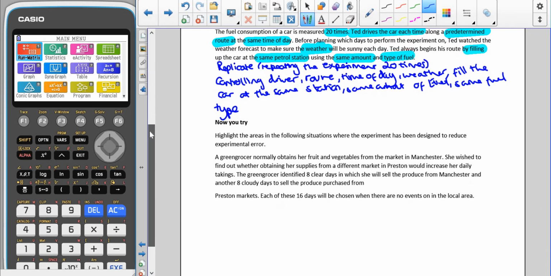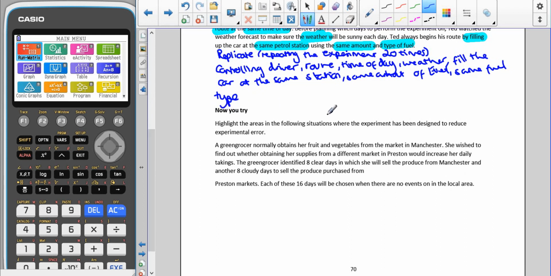So I'd now like you to try the now you try question, again highlighting where the experimental error has been tried to be reduced through the experimental design. But also I want you to highlight areas in the now you try question where you think that it should have been controlled better or differently in order to reduce the experimental error more.